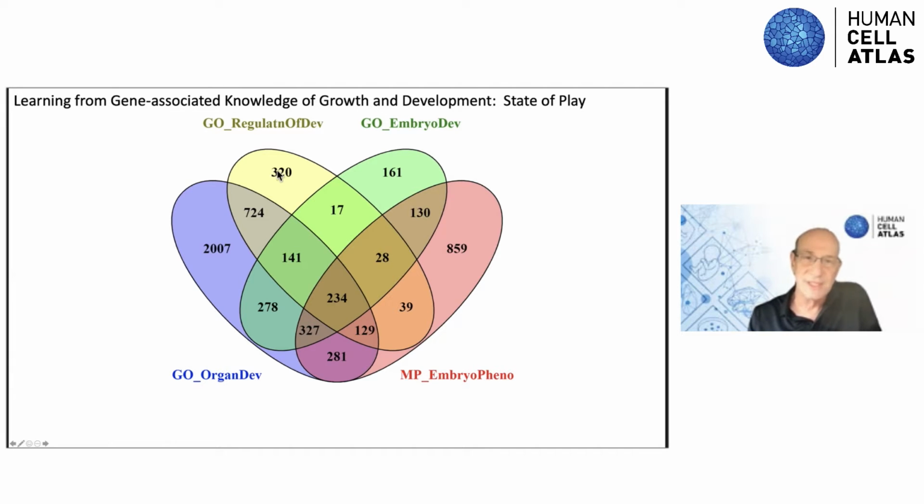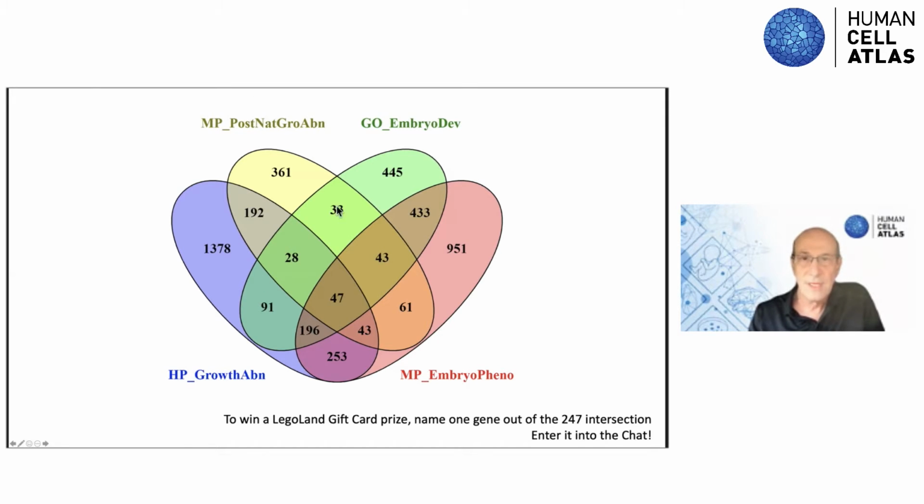And so just a sense of how non-coordinated some of our knowledge sources are. This is gene ontology versus gene knockout, just showing you there's tons of abnormal embryonic development genes that are not in any GO category right now. And then same with growth as well.